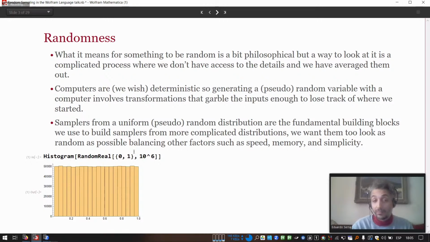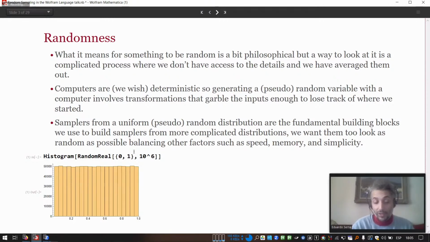And computers are largely deterministic. There are some issues about cosmic rays and cache races and stuff like that, but they're mostly deterministic. So generating a pseudo-random variable from a computer is, A, not entirely obvious, but B, we can use a procedure that one could think is inspired by nature. It involves transformations that garble the inputs in the internal state enough that we lose track of where we started.